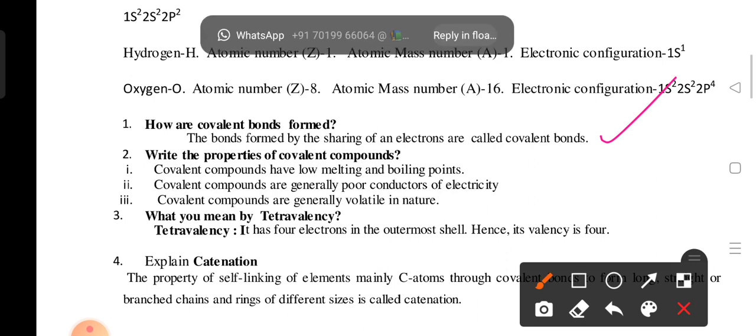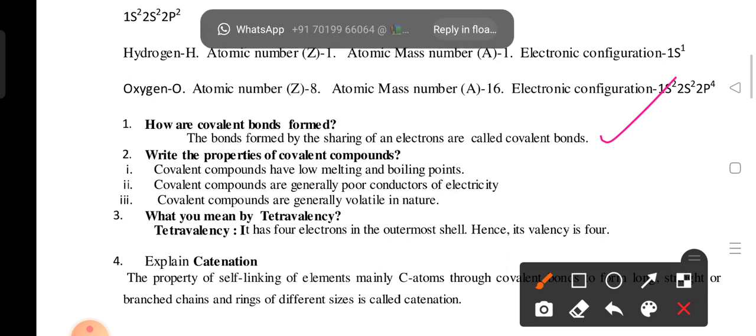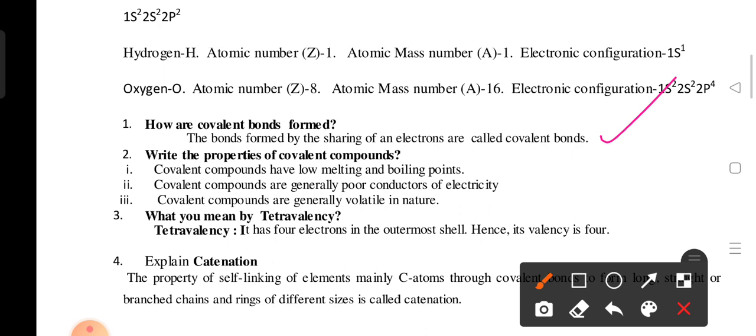Next, write the properties of covalent bonds. Covalent compounds have a low melting point and boiling point. Almost all covalent compounds are in a molten solid state, or in a liquid state, or in gaseous form. That's why they have a low melting point and boiling point.